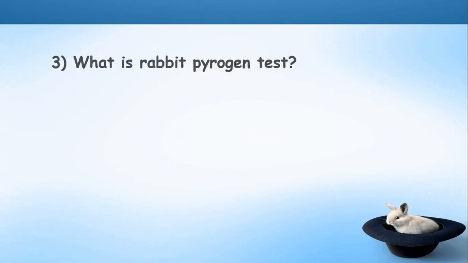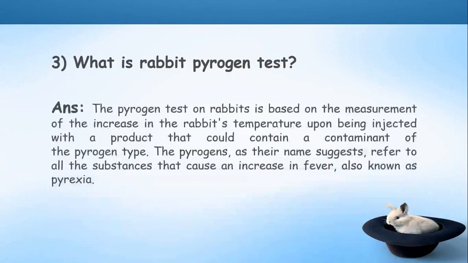Third question, what is the rabbit pyrogen test? The pyrogen test in rabbits is based on the measurement of the increase in a rabbit's temperature upon being injected with a product that could contain a contaminant of the pyrogen type. Pyrogens, as their name suggests, refer to all the substances that cause an increase in fever, which is also known as pyrexia.